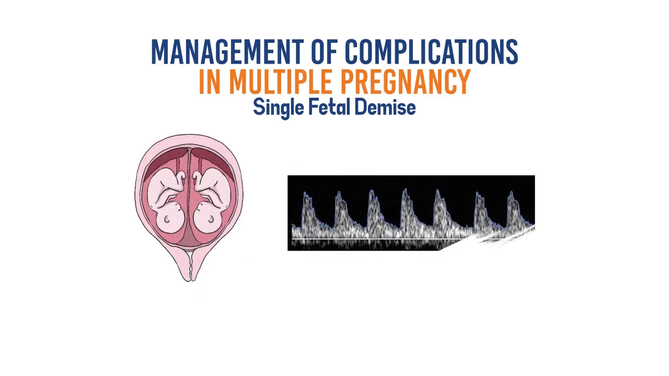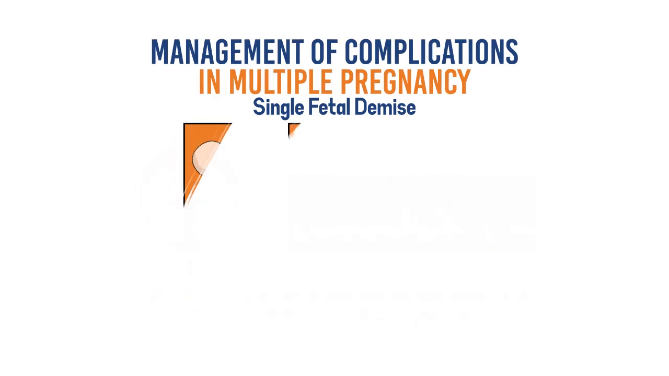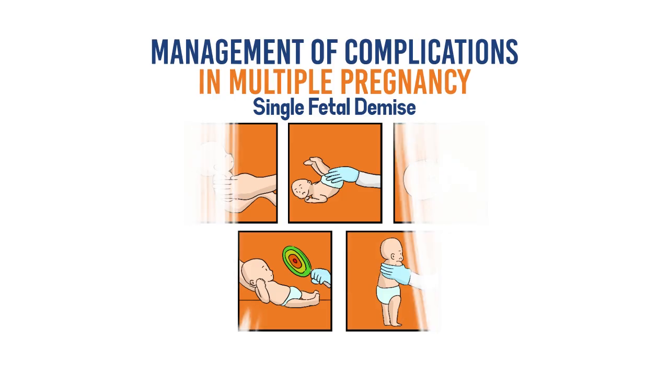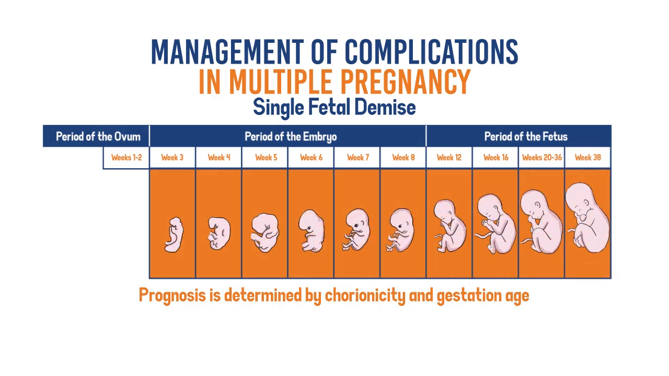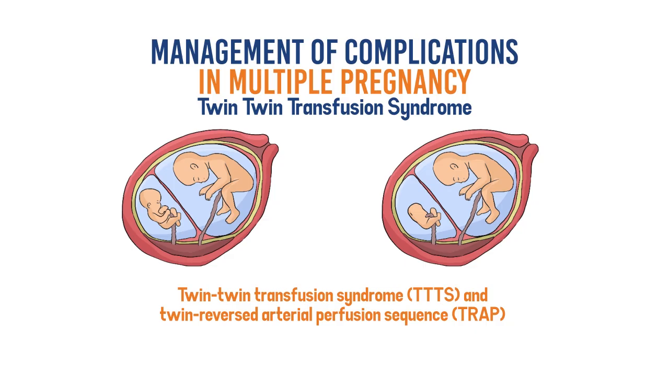Management of single fetal death is conservative and comprises MCA Doppler studies to exclude fetal anemia associated with twin-to-twin transfusion syndrome. A thorough neurodevelopment assessment and follow-up is necessary after birth. Prognosis is usually determined by chorionicity and gestational age. Twin-to-twin transfusion syndrome, TTTS, and twin reversed arterial perfusion sequence, TRAP, are the two most well-recognized complications of the unique vascular architecture in the monochorionic placenta.